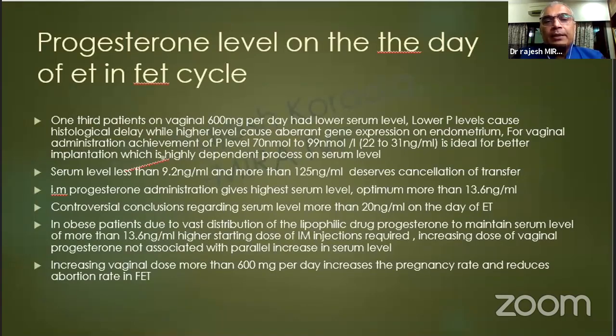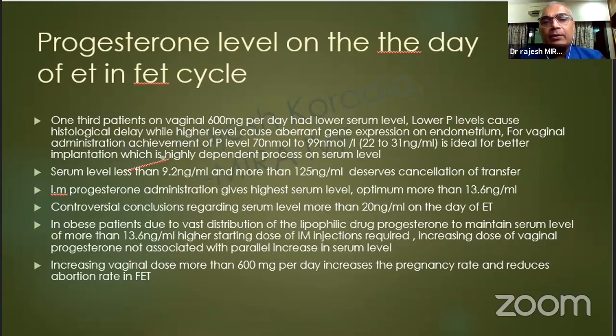In obese patients, due to the vast distribution of the lipophilic drug progesterone, to maintain a serum level of more than 13.6 nanogram, a higher starting dose of intramuscular injection is required. Increasing the dose of vaginal progesterone is not associated with a parallel increase in the serum level. So in obese patients, you should give a little higher dose of progesterone.